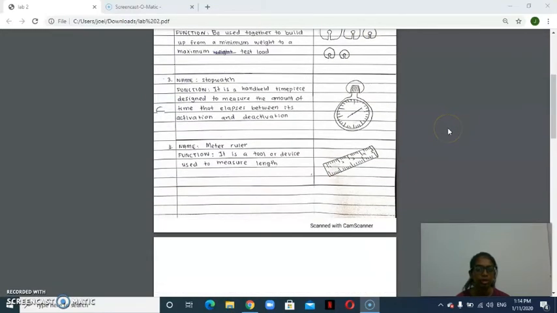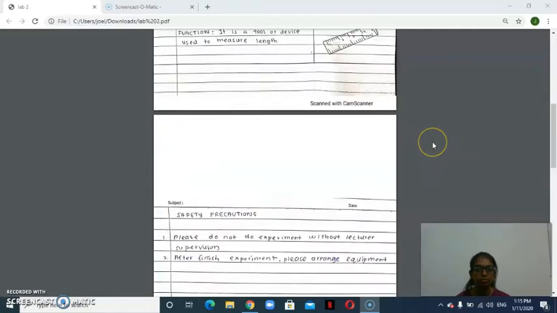Number 3 is the stopwatch. The function is that it is a handheld timepiece designed to measure the amount of time that elapses between its activation and deactivation. This is the figure of the stopwatch. Last is the meter ruler. The function is that it is a tool or device used to measure length. This is the figure of the meter ruler.